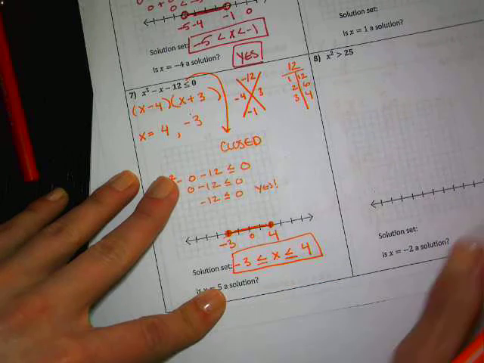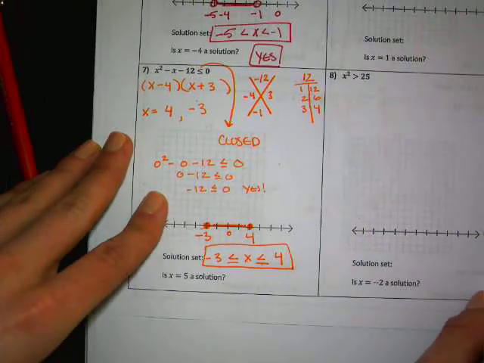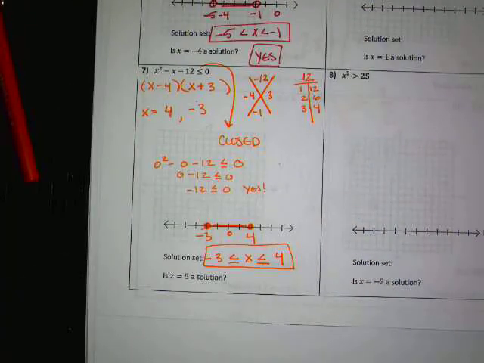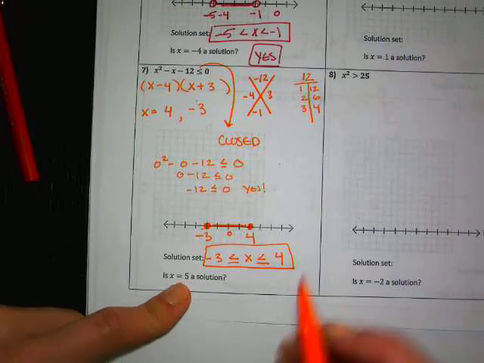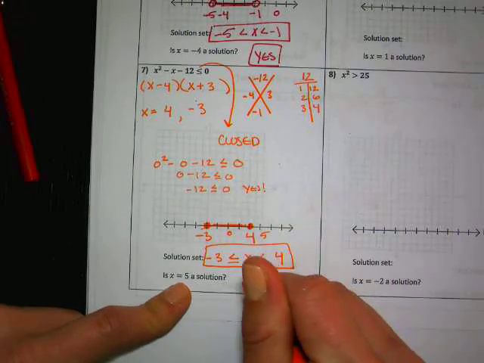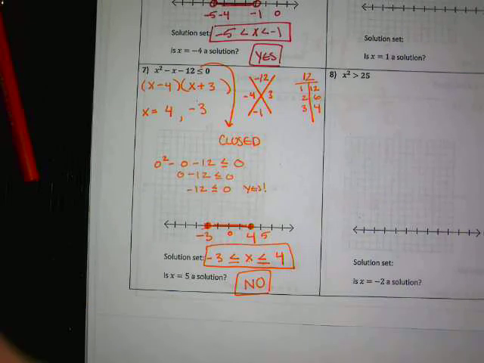Wait, so are we ever going to shade on the outside of the numbers? Yeah, I think these next two are outside. Is 5 a solution? No, 5's over here. Not a solution. I'm going to do the whole paper, don't worry.